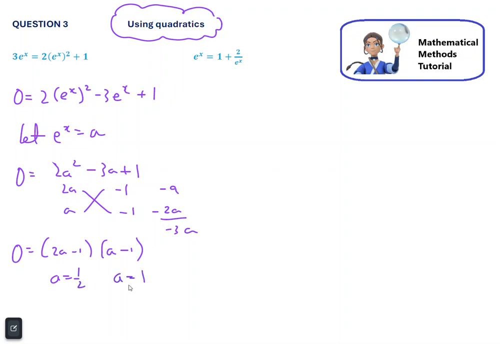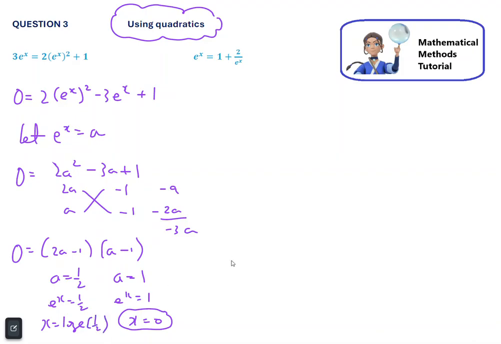But we're solving for x, which means e to the x equals a half, or e to the x equals 1. For e to the x to equal 1, then x has to equal 0 for that answer. And if I turn this into a logarithm, x is going to equal the log base e of a half.